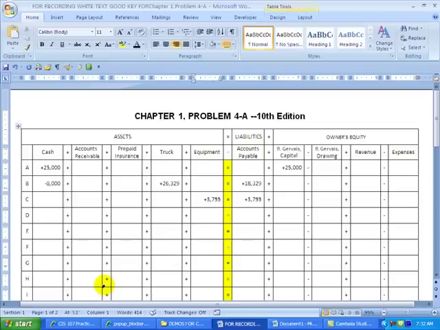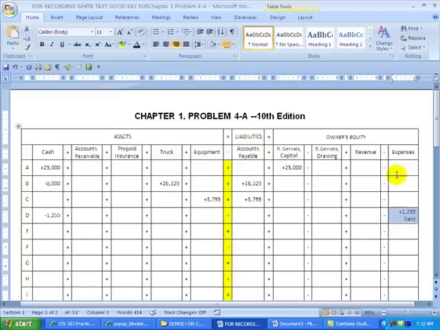Looking at letter D, we paid the rent for the month, $1,255 to rent expense, wrote a check. So in letter D, we wrote a check. Our cash is going down by $1,255. And this is for an expense. So we're going to go over to the expense column. Expenses go up. Okay? So we're going to go over to the expenses. It's going to be a plus $1,255, and we're going to label it rent.